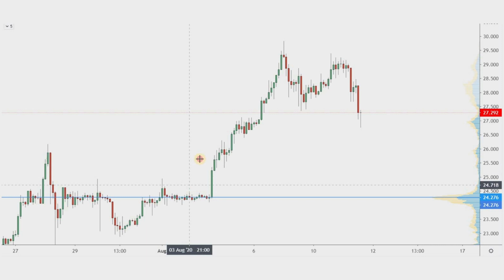Hello there. In this video we are going to show two similar scenarios. We have used the same methodology. The first setup failed and the second succeeded. The first setup was Silver US dollar.